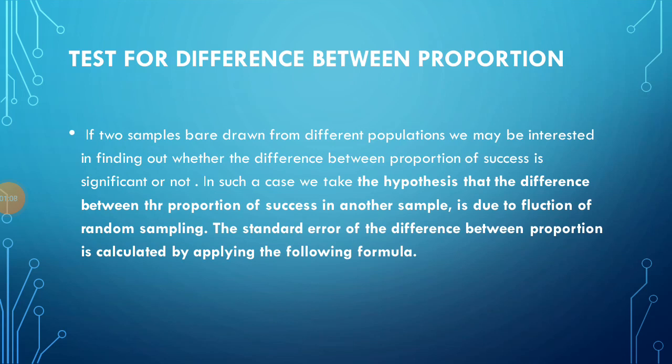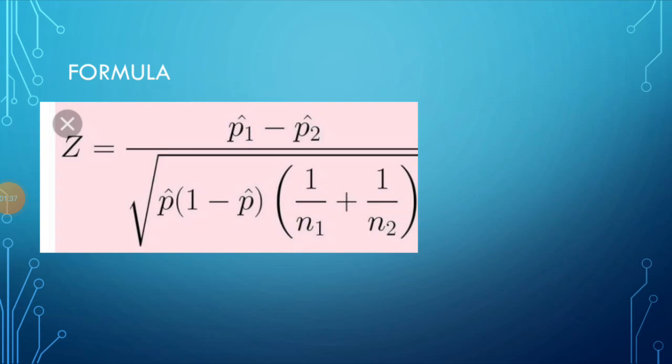If two samples are drawn from different populations, we may be interested in finding out whether the difference between the proportions of success is significant or not. In such a case, we take the hypothesis that the difference between the proportions of success in the two samples is due to fluctuation of random sampling. The standard error of the difference between proportions is calculated by applying the following formula. Z is equal to P1 minus P2 divided by square root of P1 into Q1 divided by N1 plus P2 into Q2 divided by N2.